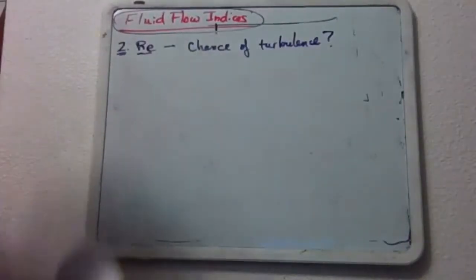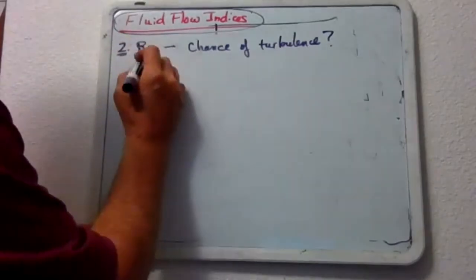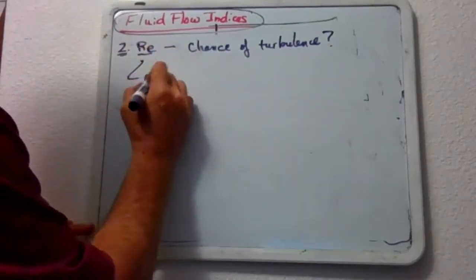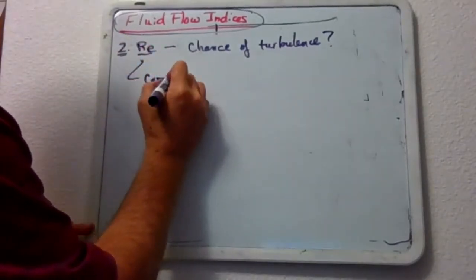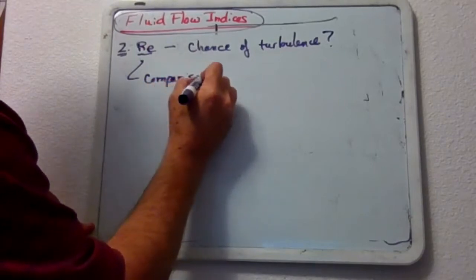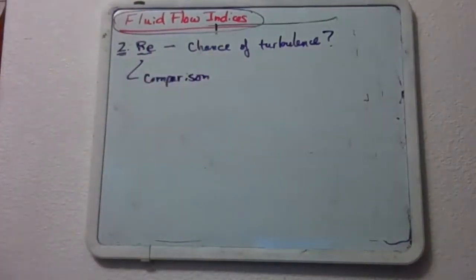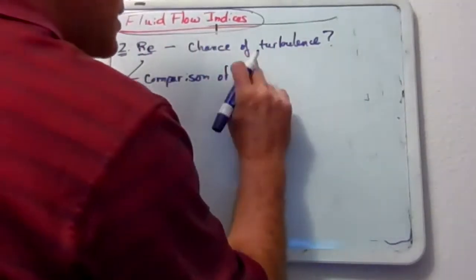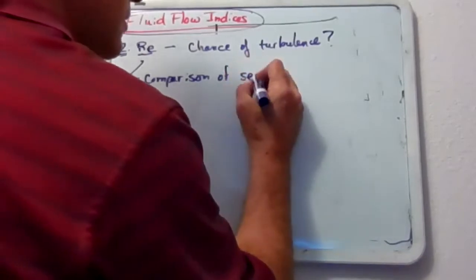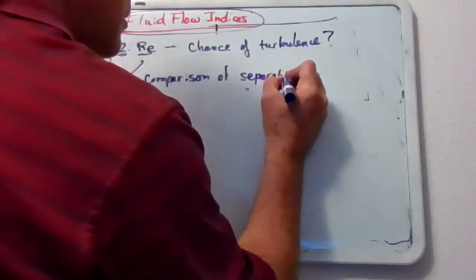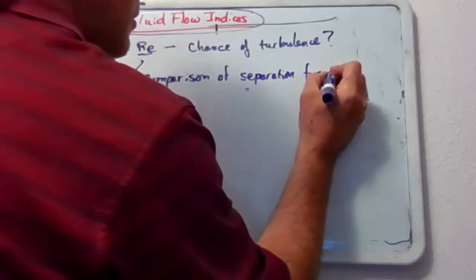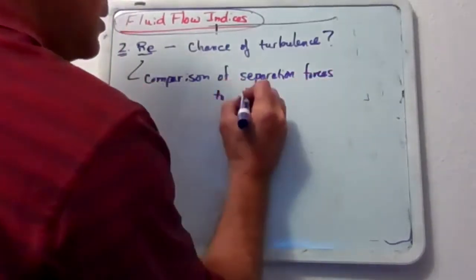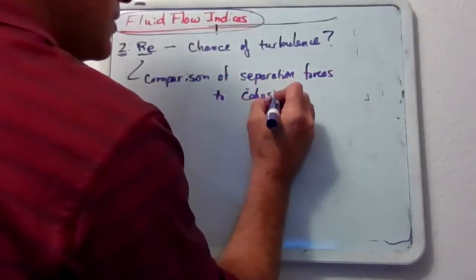So when we're doing the Reynolds number, I'd like you at least to think about this. What we're doing is what's called a comparison of, well, some books call it the separation forces to the cohesive forces in the situation.